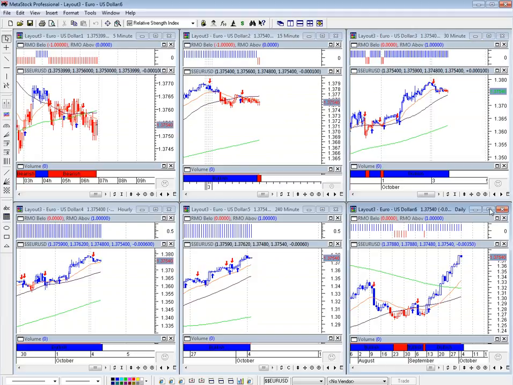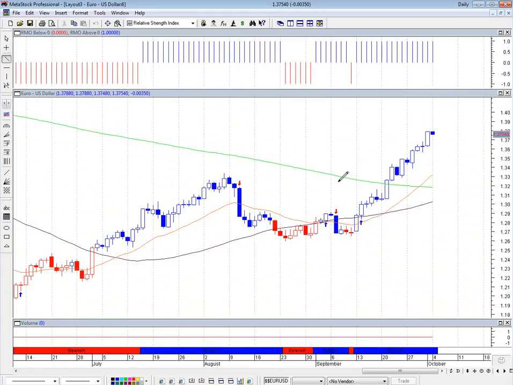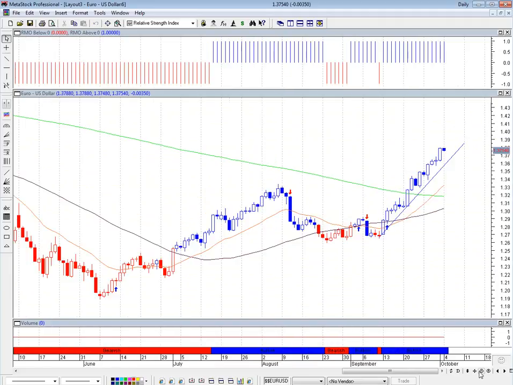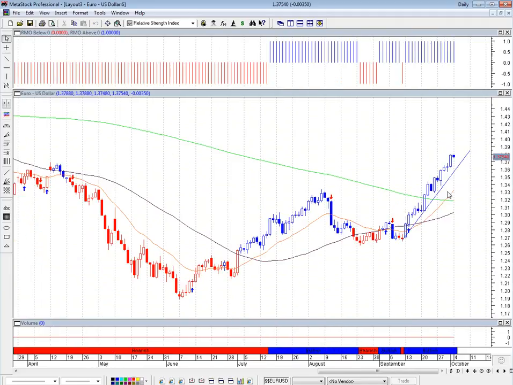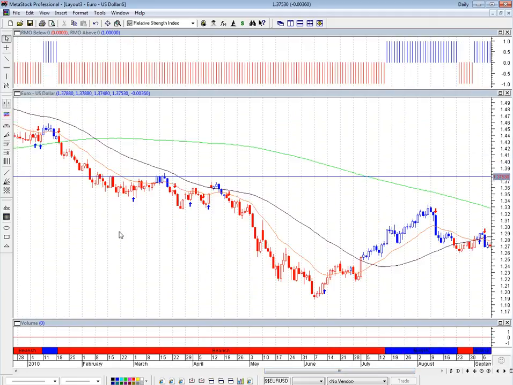Just going to have a look at the daily time frame for the Euro. Beautiful, strong move. This one has just been climbing and climbing. Broken way above the 200 period moving average. The 20 period moving average has subsequently also crossed over just recently. We're now testing previous resistance, support in the past. Okay, be aware of that.